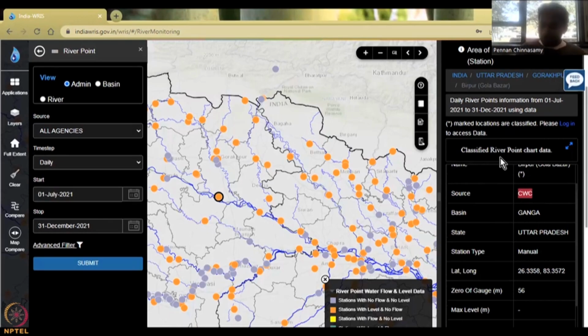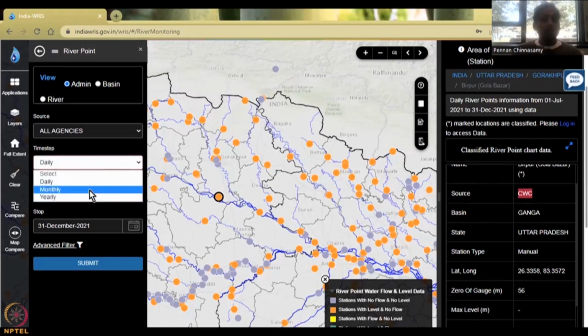Similarly, such data exists in almost all these basins, and the classification is done by their rules and regulations. Okay, so please be careful in understanding how we are going to look at these data if it is classified. So it is very important to understand that classification part.